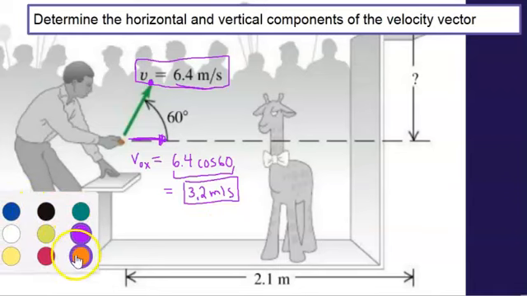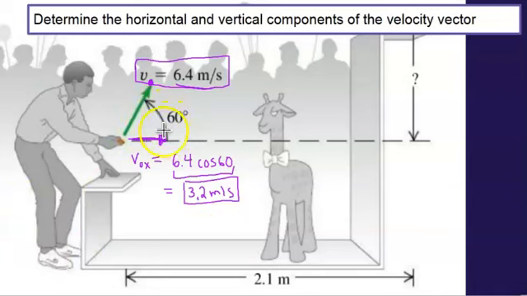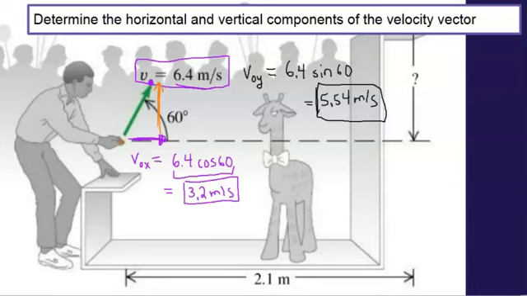Okay. And then the quarter is also instantaneously headed upwards. So if we want to know what the initial y velocity is, it's going to be 6.4, which is the hypotenuse, the green vector, times the sine of 60, which is 5.54 meters per second. Okay, you could check your work if you want. Pythagorean theorem, 5.54 squared plus 3.2 squared should give you 6.4 squared back again.